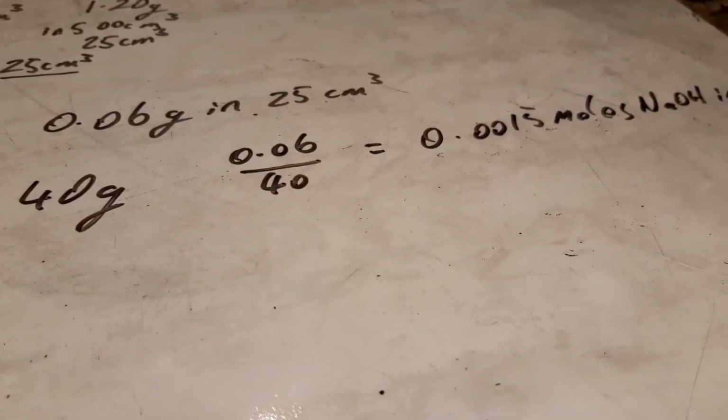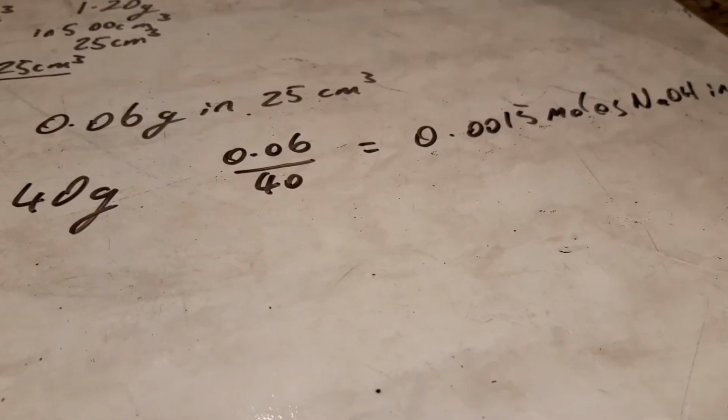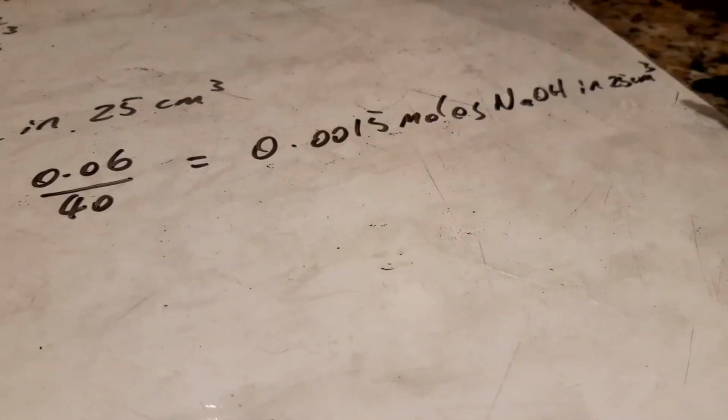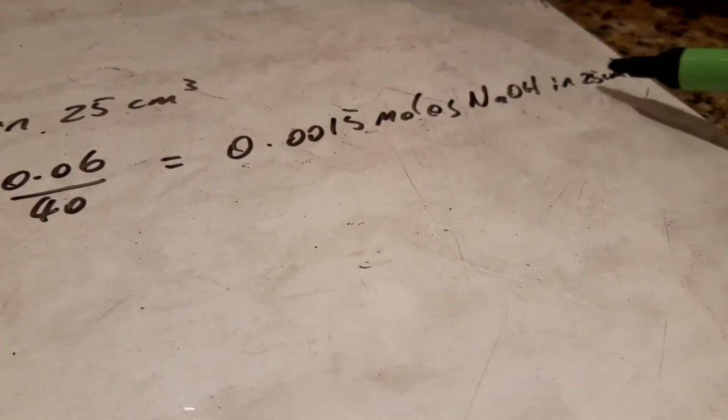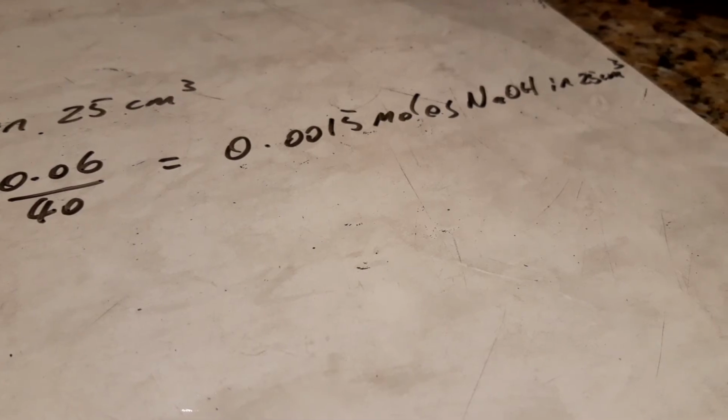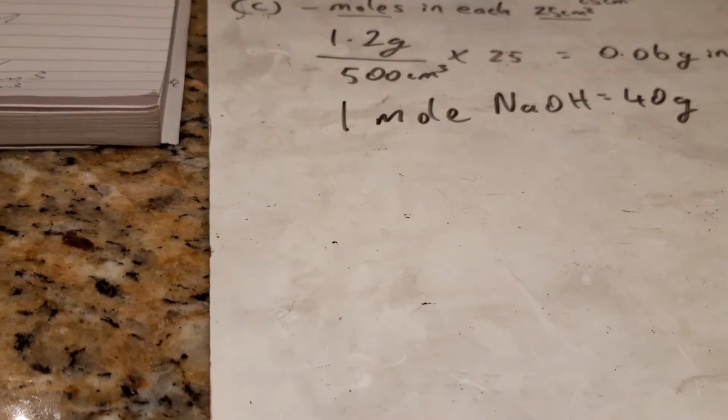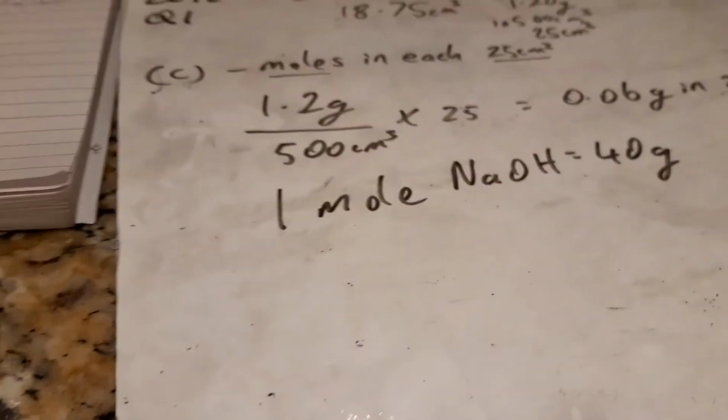It's always a good idea to write this out fully for yourself in an exam, because you do forget. There are numbers floating around all over the place here. So take the extra second to write moles of sodium hydroxide in 25 centimetres cubed. That's quite important.